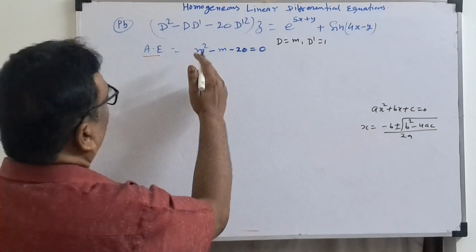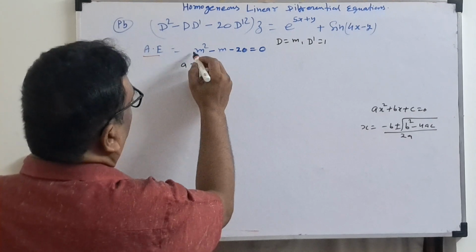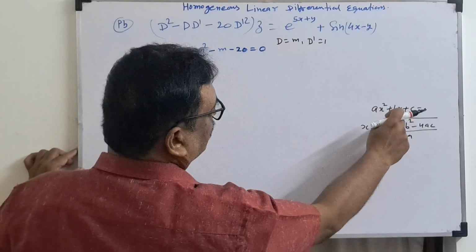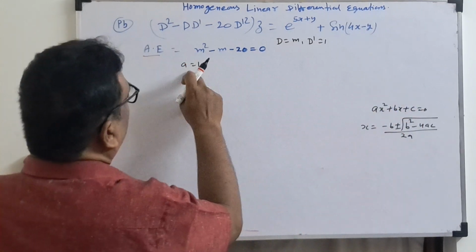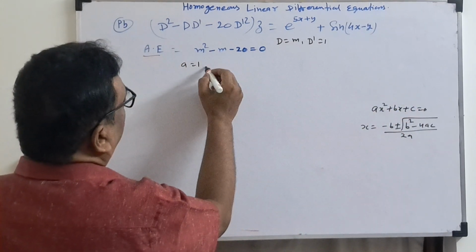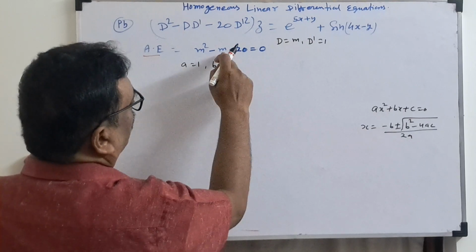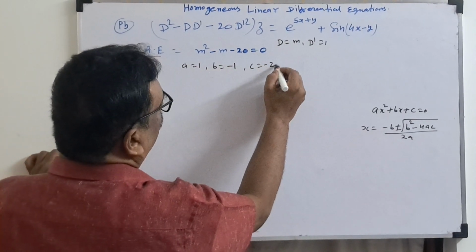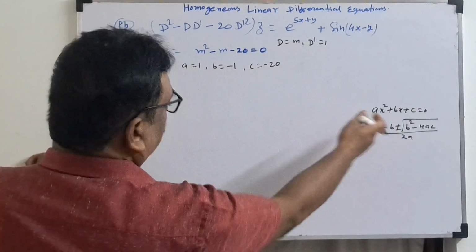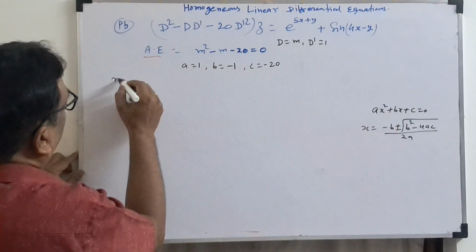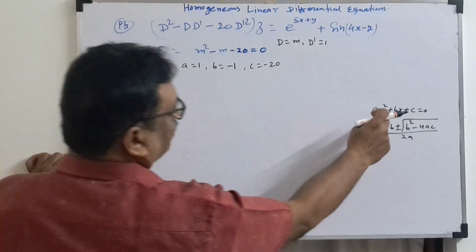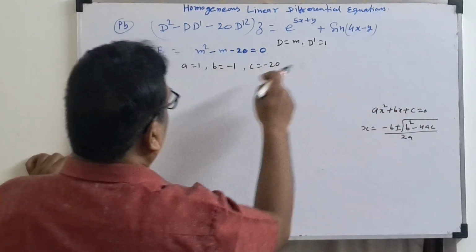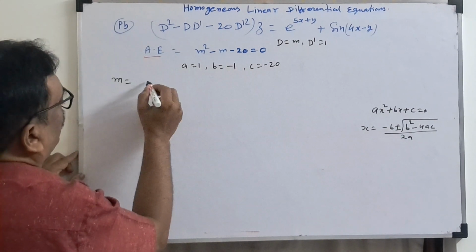So here you see, what is a? Here it is the coefficient 1. Where x square is here m square. A is constant, b is constant, c is constant. So a is equal to 1 because m square is there. Then b is equal to minus 1, apart from m, what is there? Minus 1. And c is equal to minus 20. Now we'll substitute in the same formula. Here x square equals m square, x is m, and c is constant. So m is equal to, what will we get?